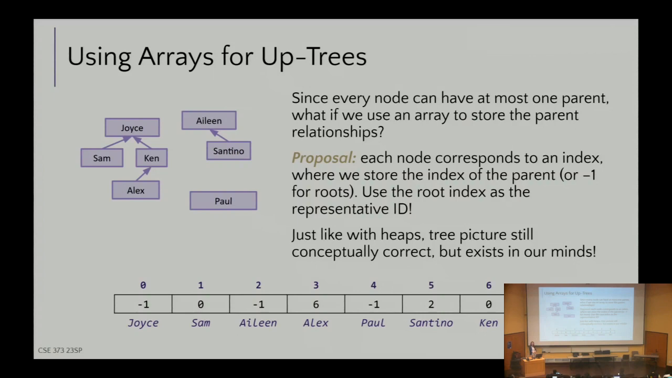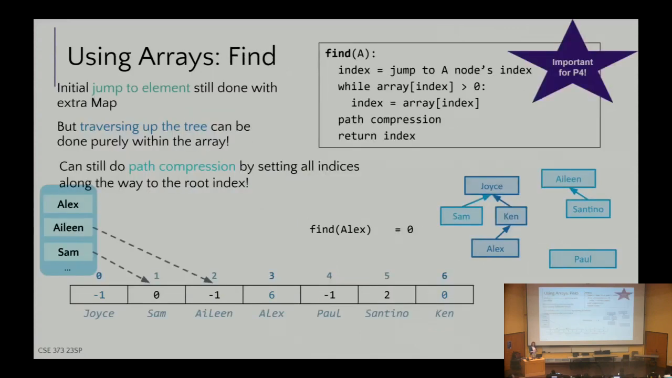We're still maintaining the sort of tree structures in our brain. There's still this idea of parents and children, but instead of traveling across pointers, we're just jumping around within indices of an array that's representative. This is super important for P4. This is how you're going to actually implement it. You're not actually going to do the nodes thing. You're going to do it with an array.